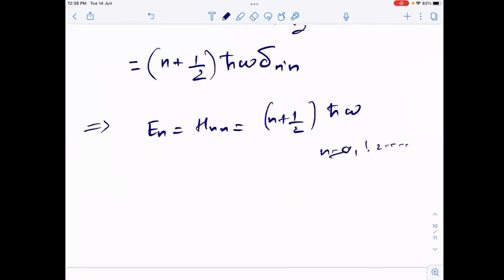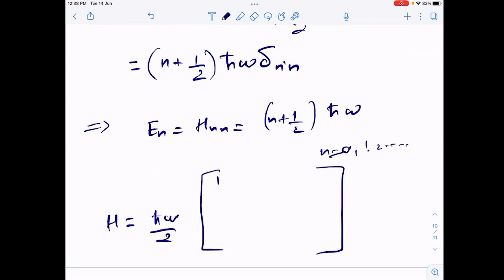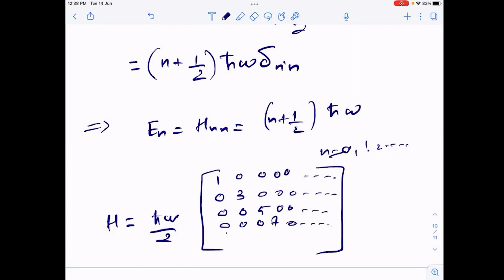So once we have this, how does the matrix actually look? You may ask, right? So it will be like this. H is equal to ħω by 2. This is a giant matrix, but I will just go for some terms only. For n is equal to 0 and so on, right? For the next, it will be 3, then 0, 0, 5, then 0, 0, 0, 7, right? And so on.